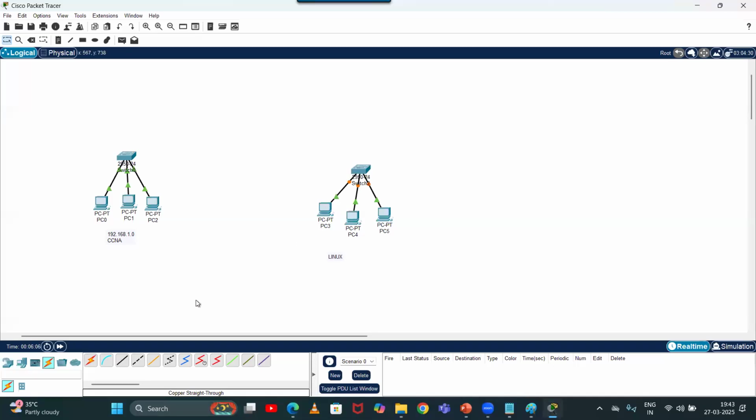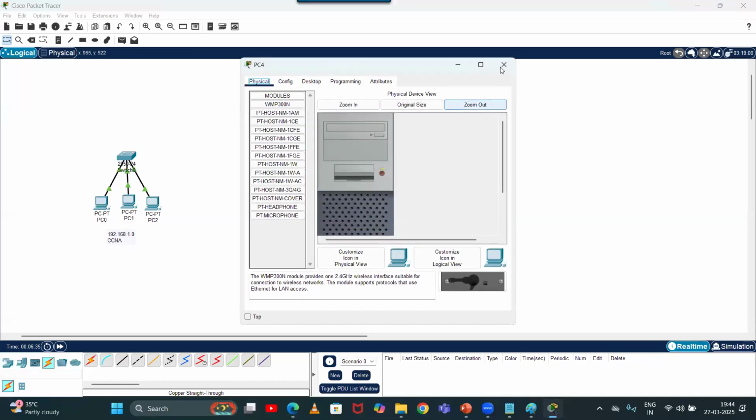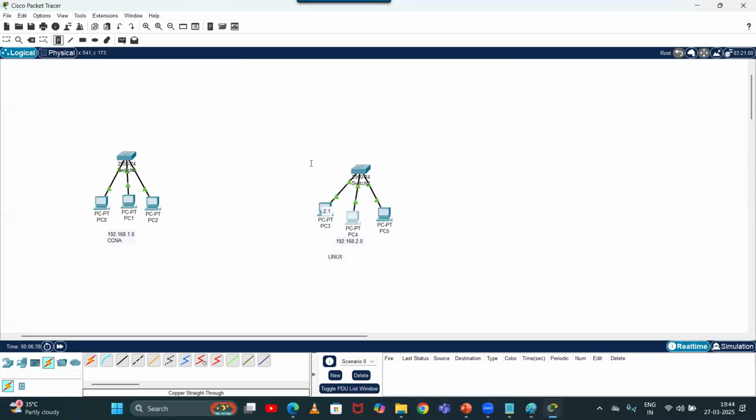Can they communicate with each other? No, they cannot communicate with each other because they require IP addresses. Now assume we assigned IP addresses to these pieces, 192.168.1.1, 1.2, 1.3 like that, by using one network. 192.168.2.0 network. I assigned IP addresses to these pieces like 192.168.2.1, 192.168.2.2, and 2.3.